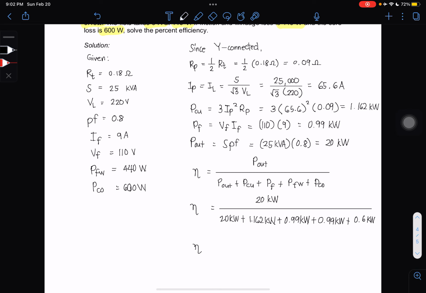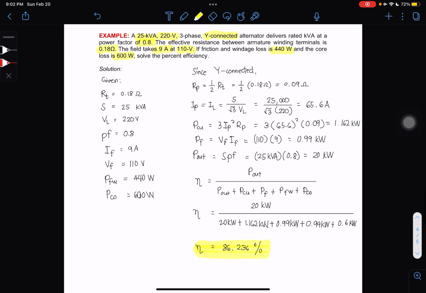So our efficiency, we can now solve. Our final answer will be 86.236%. So this is our final answer for our problem, since what we solved is our percent efficiency.